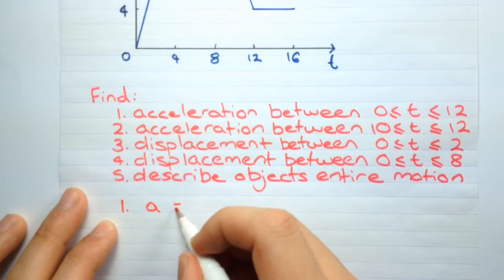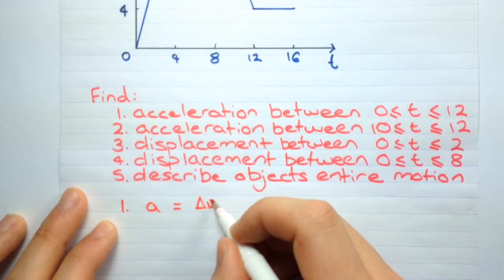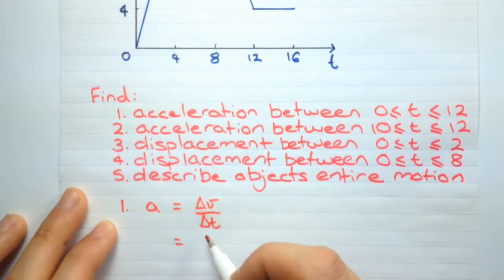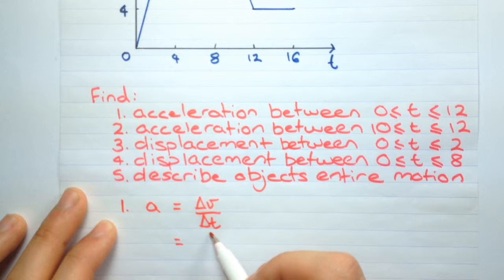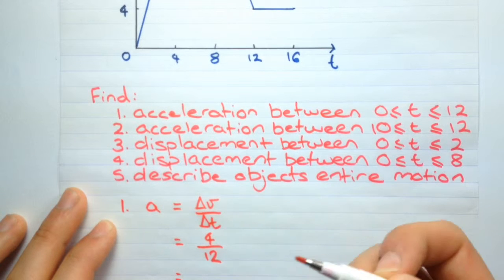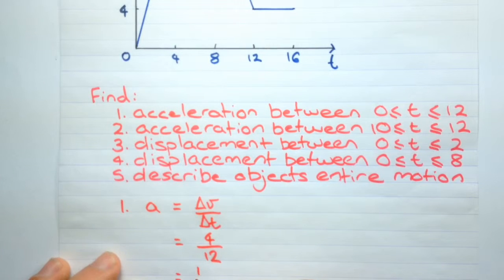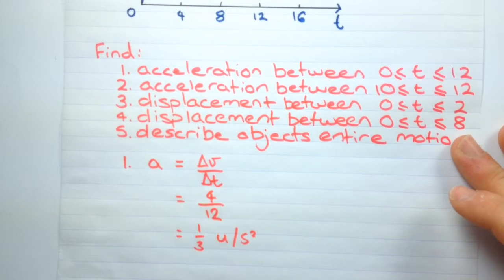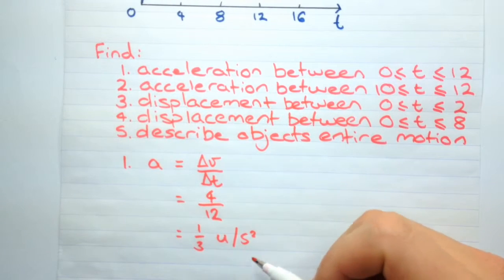acceleration equals change in velocity over change in time, which equals, we said from 0 to 4, so the change in velocity, it changes 4 over time, 12 seconds. You'll find that is, I guess, 1/3 units per second squared. So the velocity is increasing at 1/3 units per second squared.